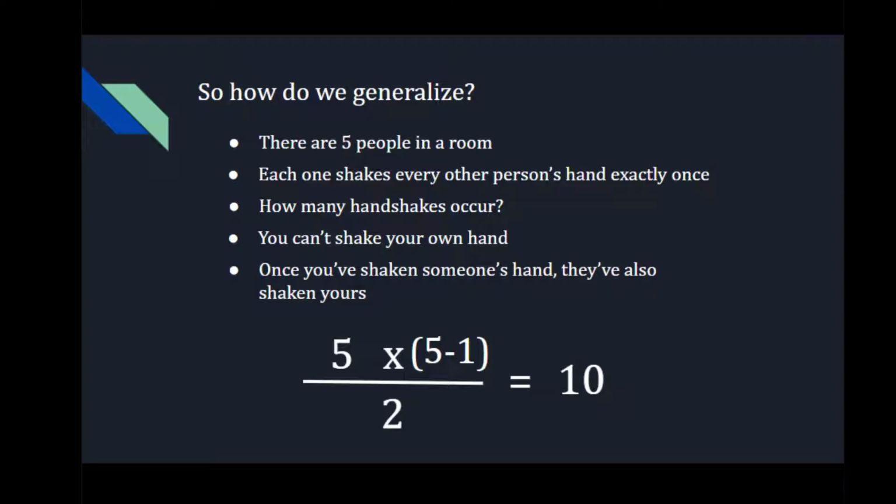Now let's try to generalize for any room with n people. Instead of starting with 5, we can start with n, multiply by n minus 1 other people in the room, and we've still double counted, so we still divide by 2. And there we go. We have h, our number of handshakes.